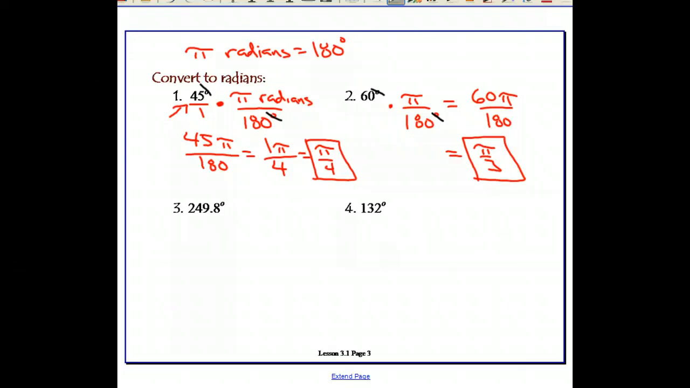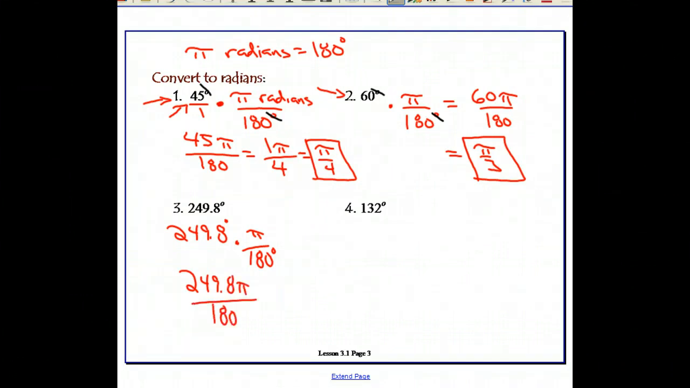All right, some of these come out very nicely. The first two came out very nicely. They don't always come out so nice. Let's try 249.8 degrees. And again, we'll just learn some conventions here as we do this. 249.8 degrees, conversion factor doesn't change, so multiply by pi over 180 degrees. Units cancel out, and I get 249.8 pi over 180.